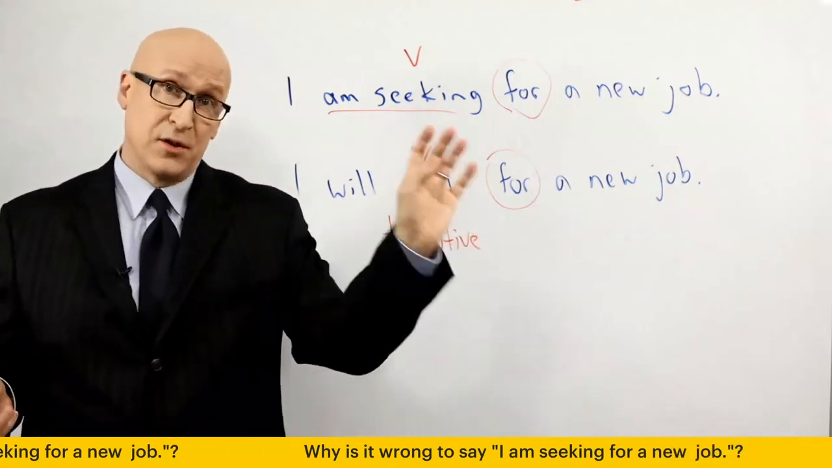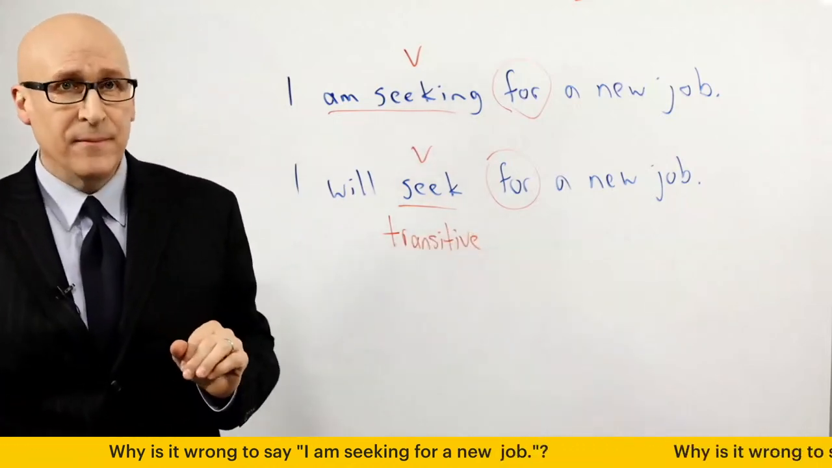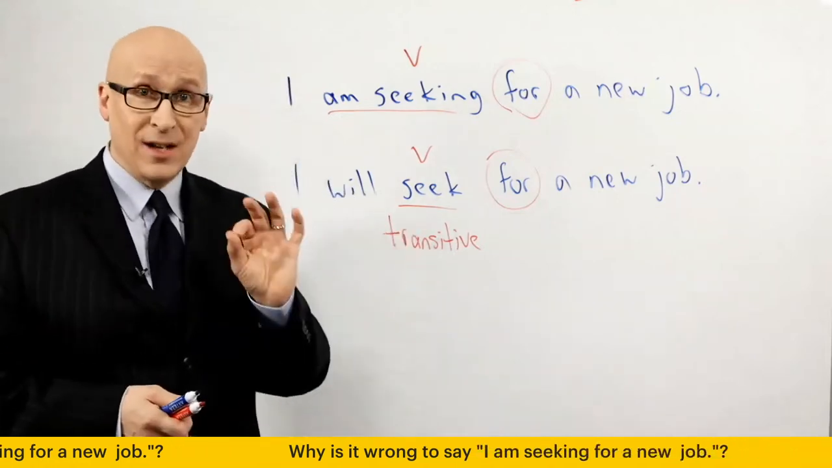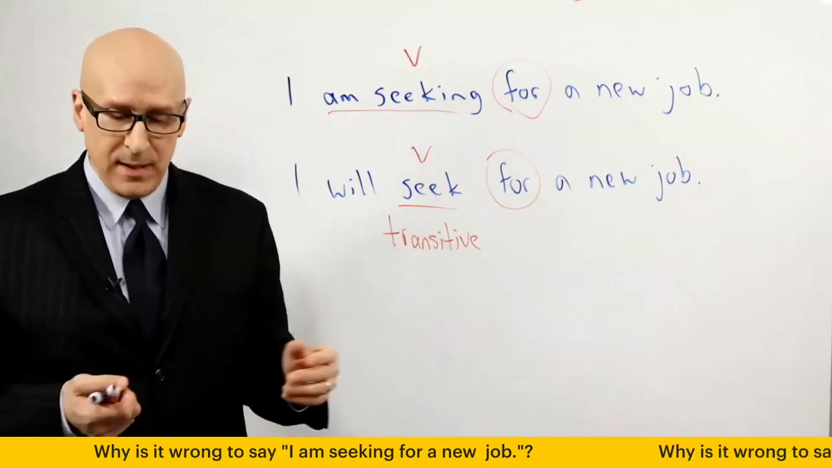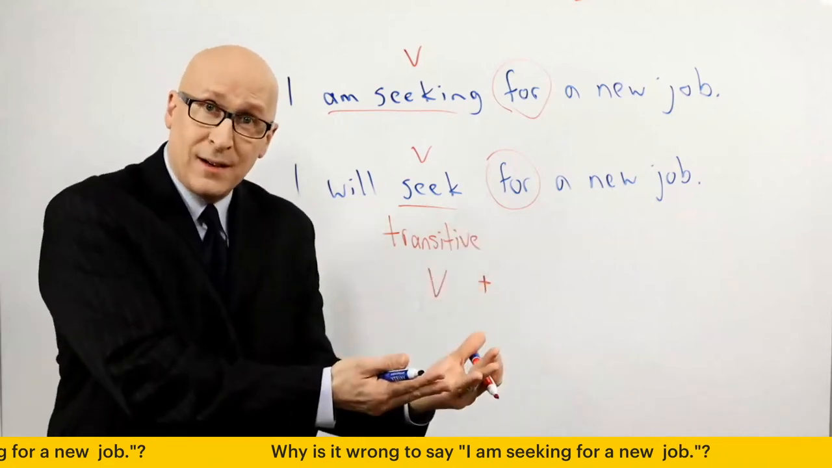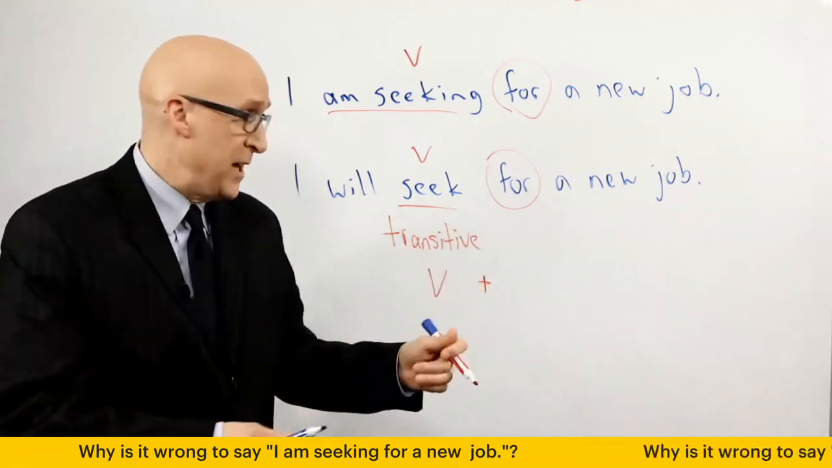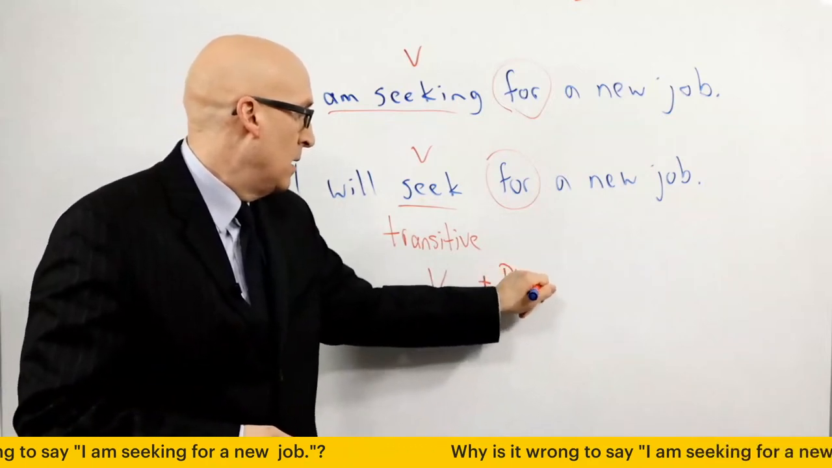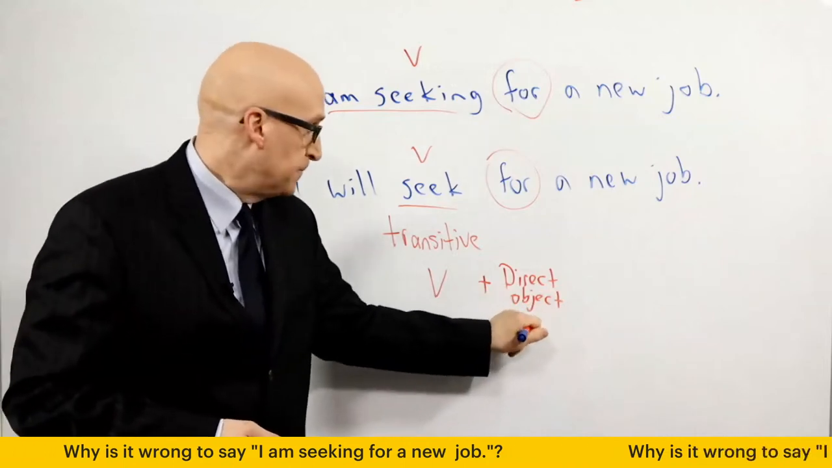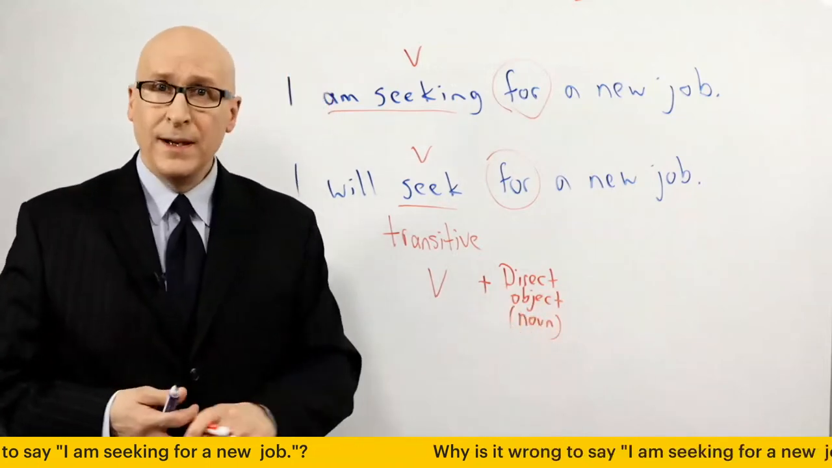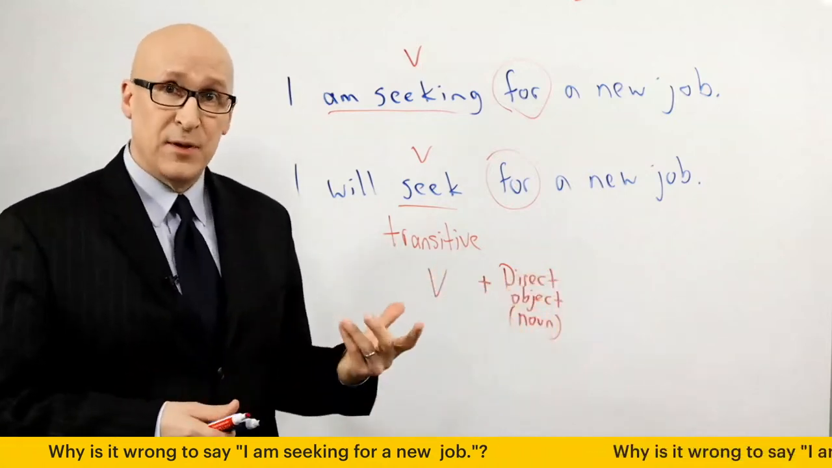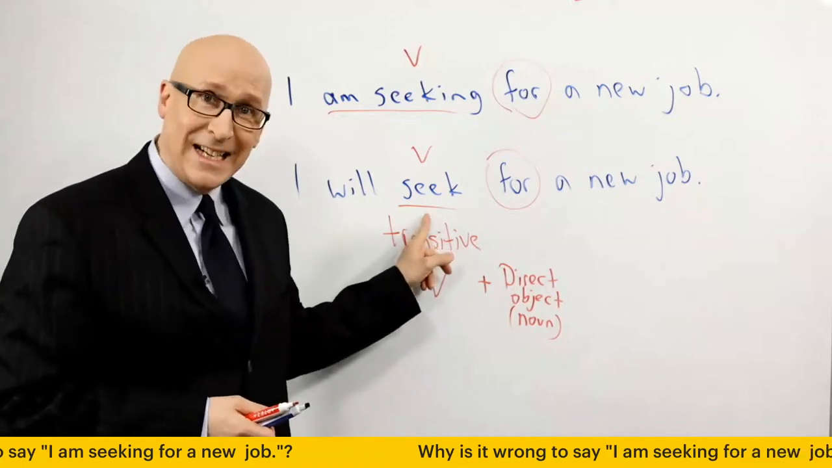Verbs fall into two categories. They're transitive or they're intransitive, or some verbs can be both. But in this case, seek is always a transitive verb. What does that mean? It means we have to have the verb, and right after it, we need a noun. We need the direct object. We need an object or a noun, and it can be a noun form. It can be a gerund, ing. It could be a noun phrase or clause, but it has to be an object. Why? Because you must seek something.